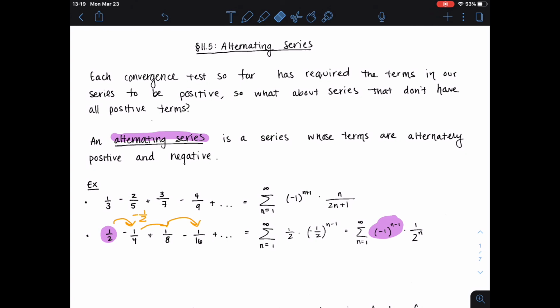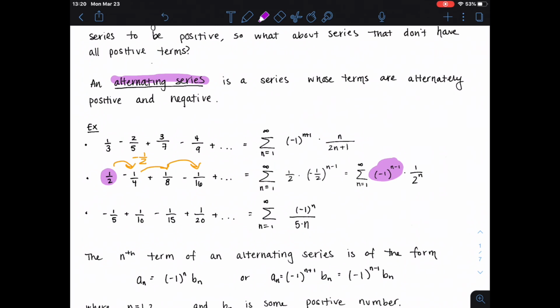Then another example we could have is negative 1/5 plus 1/10 minus 1/15. The bottom is multiples of 5, and you've got that alternating component. In the bottom, you could put 5 times n, where n starts at 1, then 2, and 3, and you get all of those multiples of 5. Then it's alternating, so you need that negative 1 to the n.